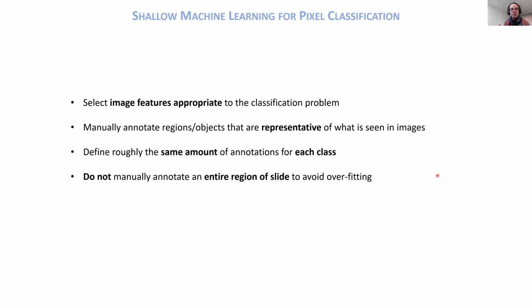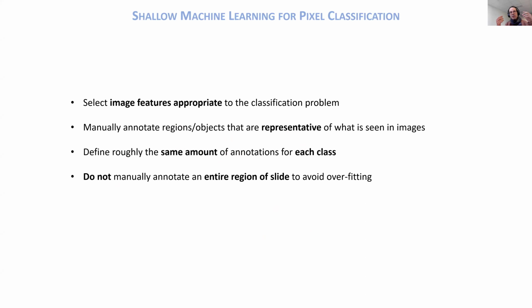And that's why it's important to have not one image, but several images. And hopefully images that are going to be representative of all the images you'll have to process. It's very important: never annotate an entire region. Why is that? Because you're going to overfit.